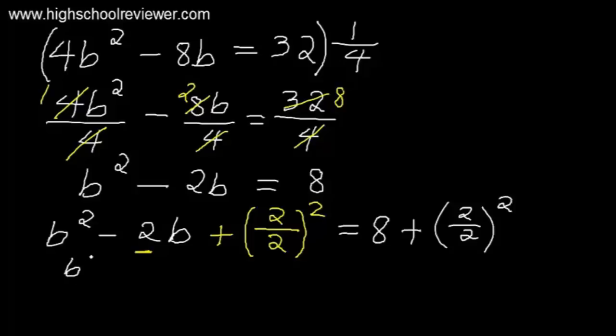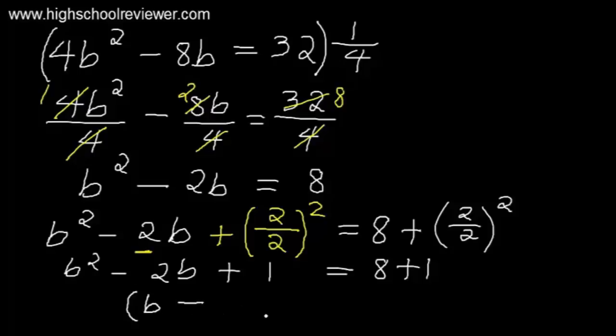So we have here b squared minus 2b plus 2 divided by 2 is 1 raised to the power of 2, that still is equal to 1. So this will be 8 plus 1. This is now a perfect square. So let's factor this out. The square root of b squared is b. Since this is negative, this will also be minus. And the square root of 1 is 1. And then we are going to raise this quantity to the power of 2 since this is a perfect square. And we have here positive 9.